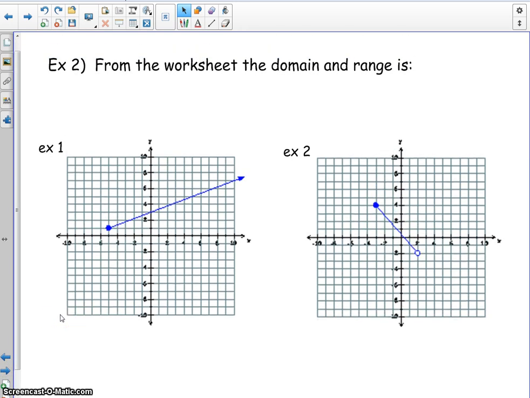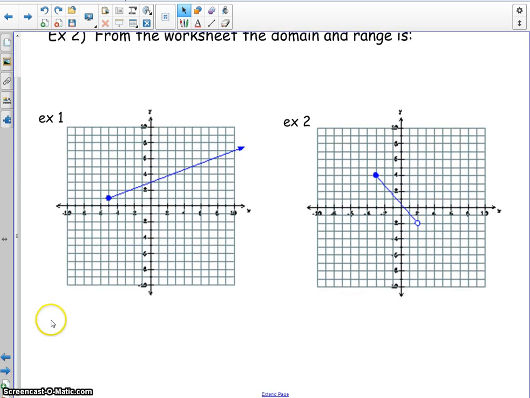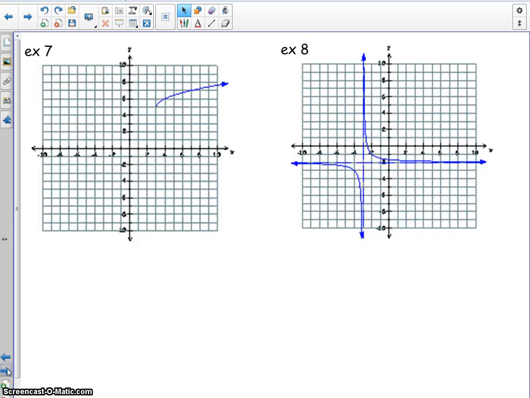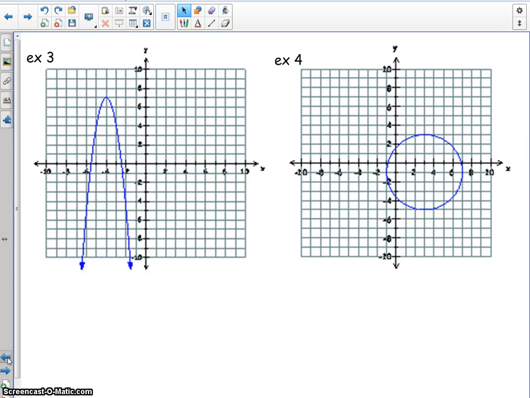Okay, so there's a whole bunch of examples here over the next couple slides. I'll do a couple with you, but I'd like you to first go through these next few slides. So I believe there are 9 of them in total. Just write out as many domain and ranges as you can.